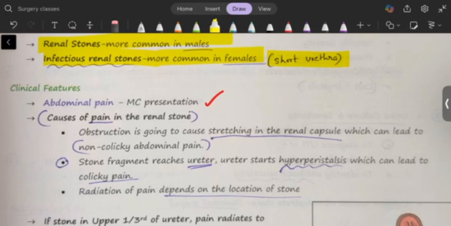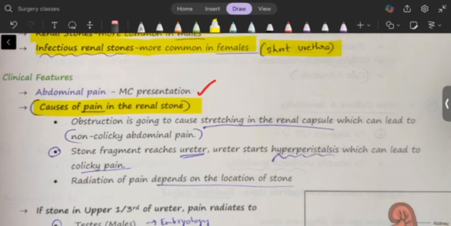So causes of pain in renal stone: why does pain occur in renal stone? Mainly because of obstruction. So your ureter is just like a passage pipe. So there is an obstruction. Because of this reason there will be stretching in the pelvis, ureter, or if the stone is in the kidney then the renal capsule will be stretched, which will lead to non-colicky type of abdominal pain.